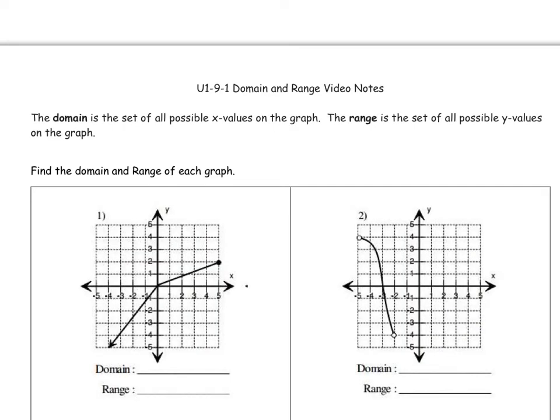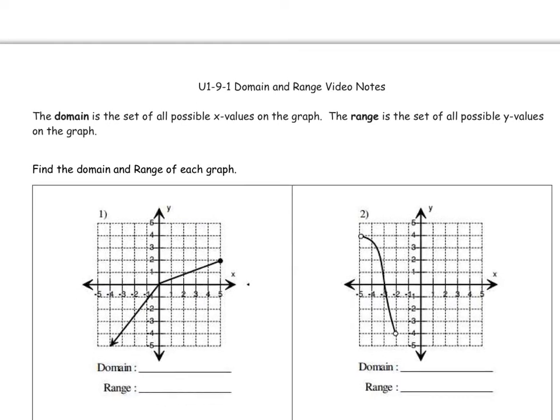Okay, as I said before, the domain is a set of all possible x values on the graph. The range is the set of all possible y values on the graph. And we are going to go ahead and find the domain and range of each graph. But before we do that, I want to talk a little bit about interval notation. I'm going to write that up here at the top.